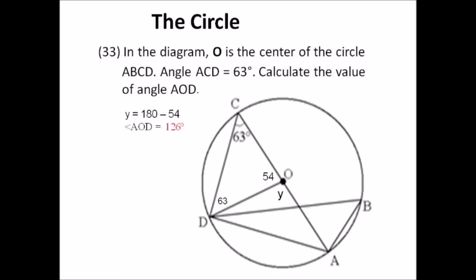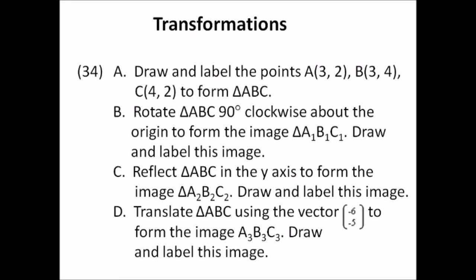And transformations. Now you have to draw these, so I'm going to give you the answers in parts. I'm going to have the first one where I draw the triangle, the second part for B where I rotated it 90 degrees clockwise, then C, where I reflected it in the y-axis, and D would be where I translated using the vector negative 6, negative 5. So I'm going to show you each slide so you'd see exactly what I did.